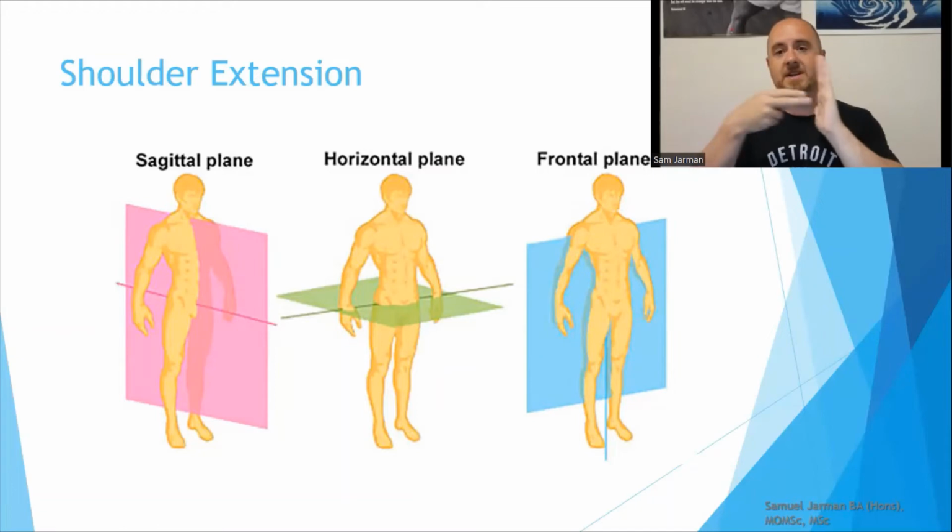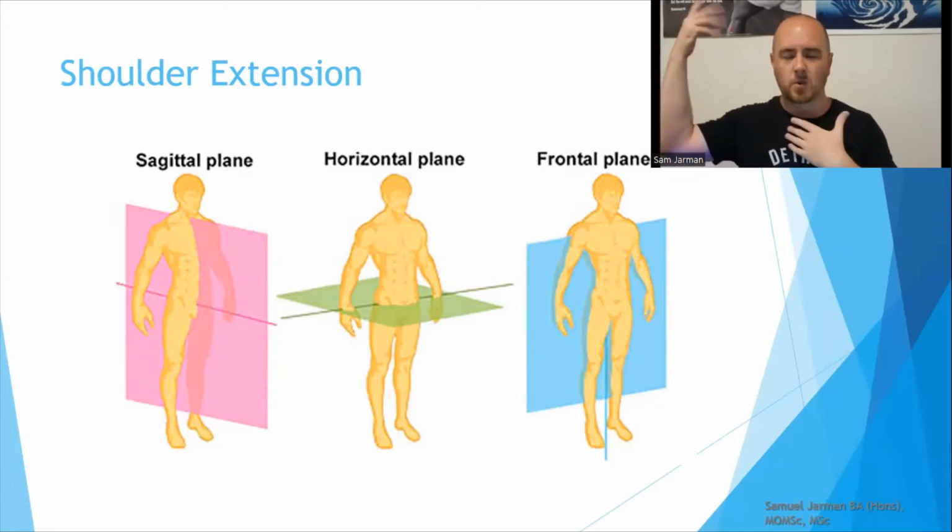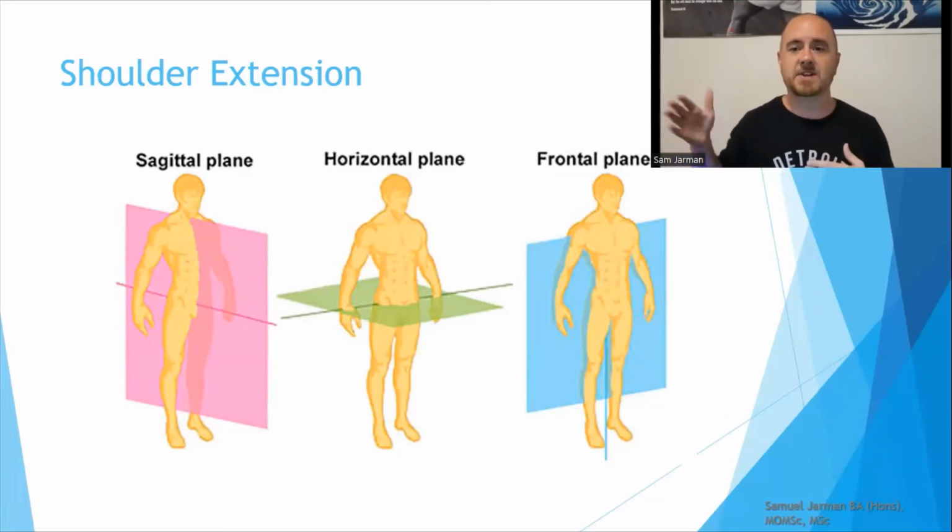Now, because it's about an axis, right, so shoulder extension or movement of the arm, it won't show up on the screen properly, but essentially movement, if you're in the anatomical position, so palms up, arms at the side, the arm just moves backwards.